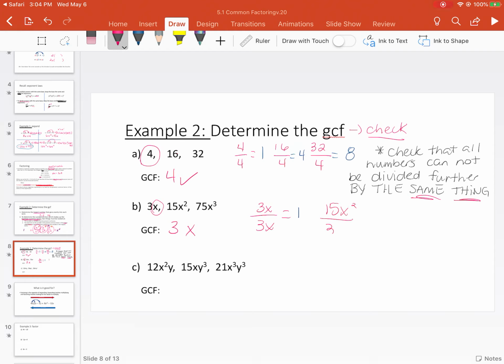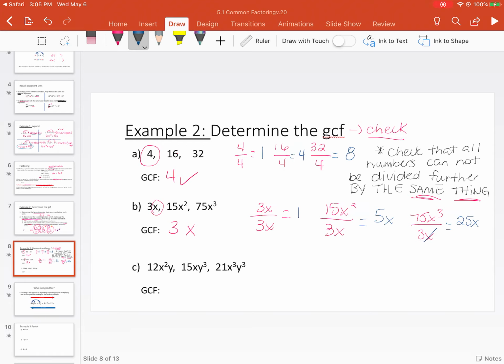3x divided by 3x is 1. 15x squared divided by 3x is 5x. And 75x cubed divided by 3x is 25x squared. Sorry, I did that one kind of fast.